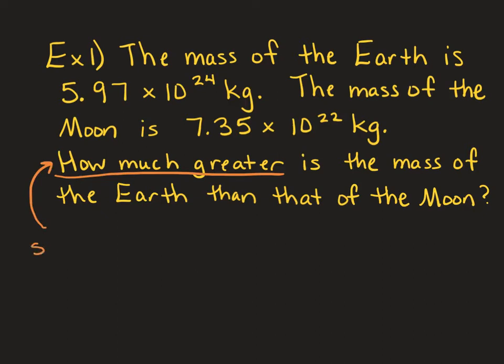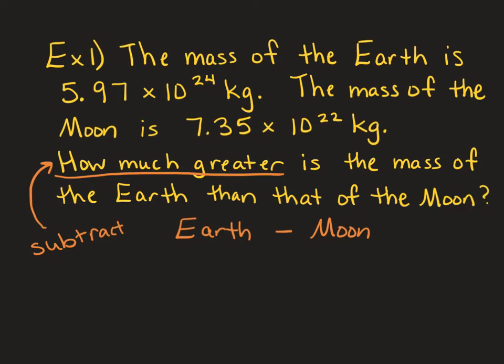So this is indicating that we are going to subtract. Now, if it said something like how many times greater, if it compared and used the word times, then that is almost always going to be dividing. But this one doesn't use the word times, it just compares two numbers, so we're going to subtract them. I'm going to start with subtracting the mass of the Earth minus the mass of the Moon, because it says how much greater is the mass of the Earth than the Moon.